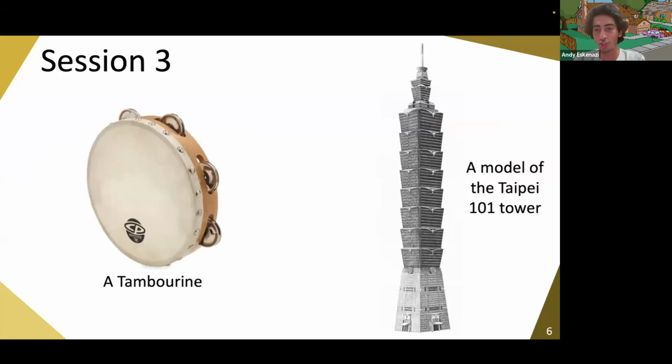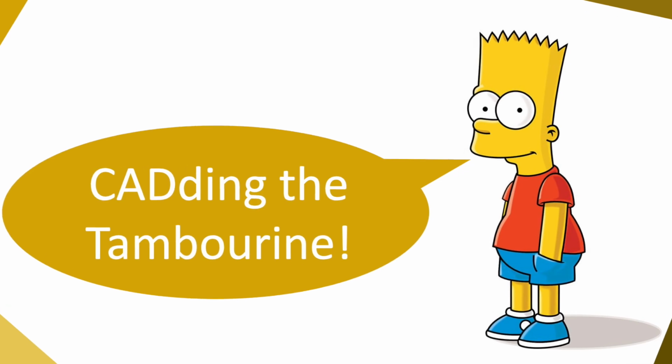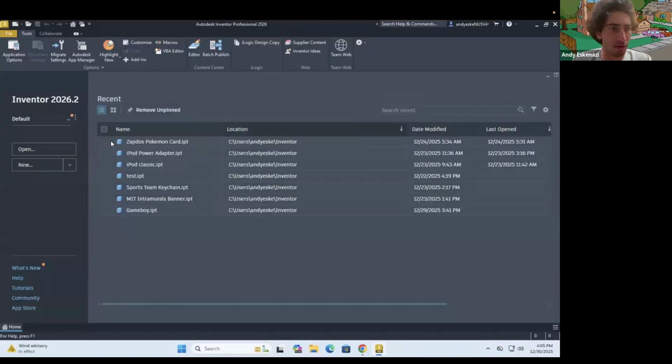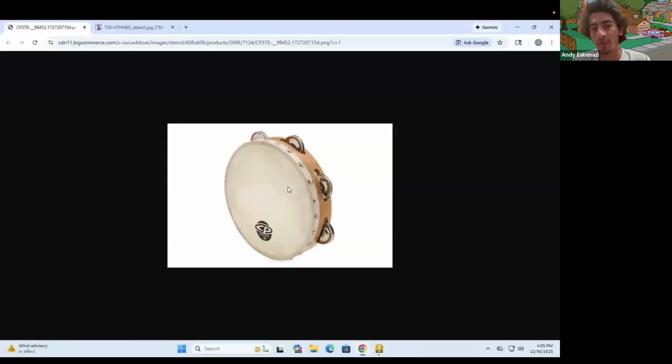Now today, this is what we have in stock, the tambourine and the Taipei 101. So let's go to Inventor right now and let's start. Alrighty, so here we are on Inventor. So I'm gonna go here to new part. So let's start creating some stuff. And I have some pictures of what we want to do here. So we'll start right now with the tambourine.